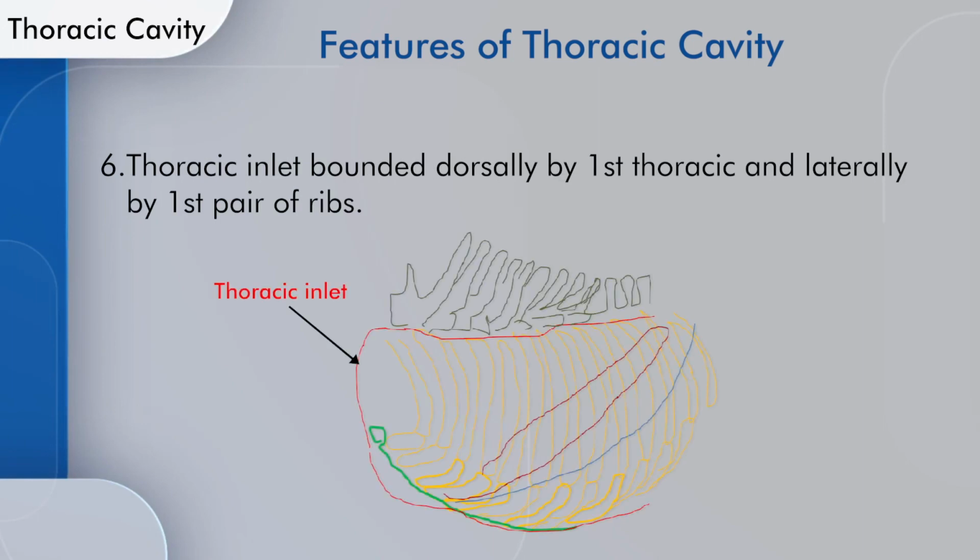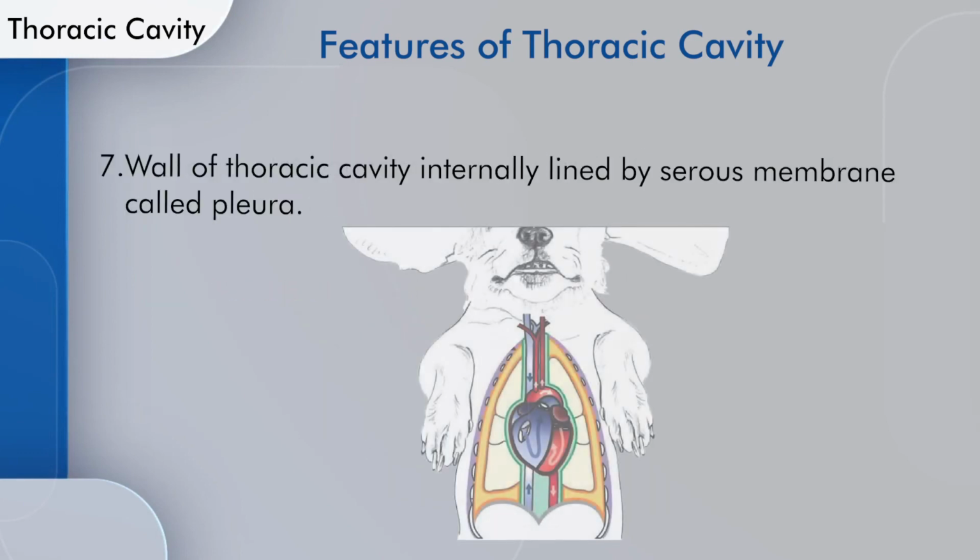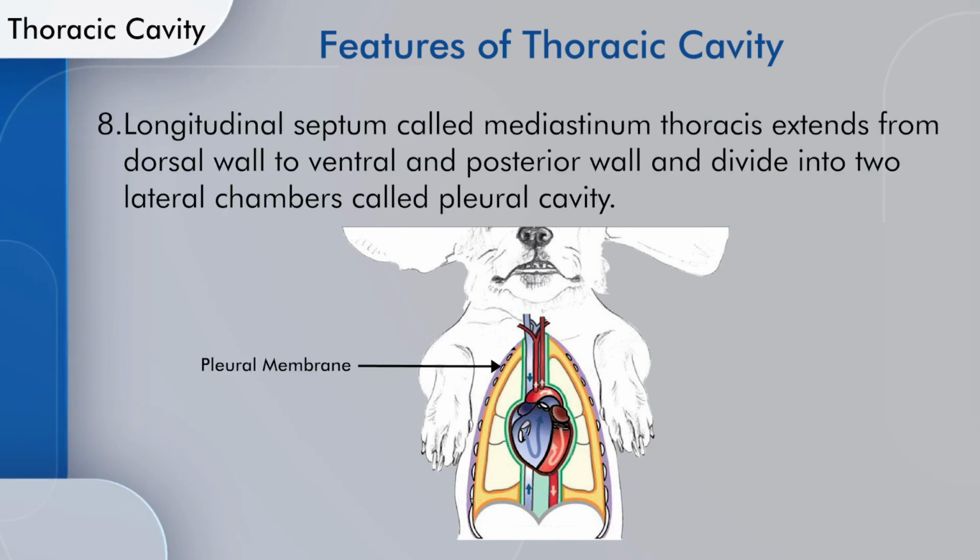Thoracic inlet bounded dorsally by the first thoracic vertebra and laterally by the first pair of ribs. The wall of the thoracic cavity is internally lined by a serous membrane called pleura. A longitudinal septum called the mediastinum extends from the dorsal wall to the ventral and posterior wall and divides the cavity into two lateral chambers called pleural cavities.